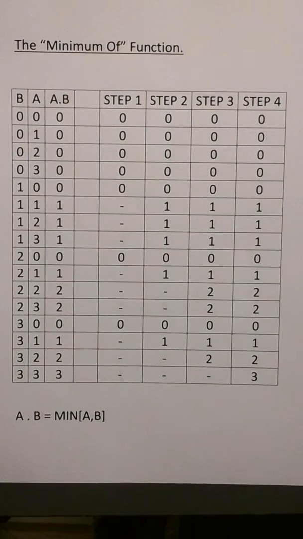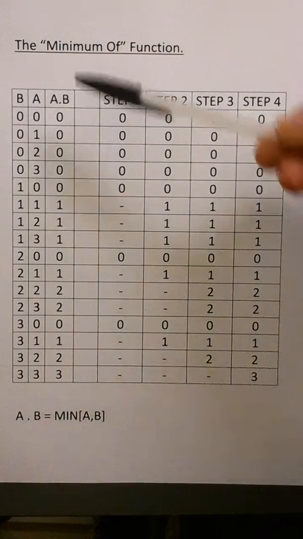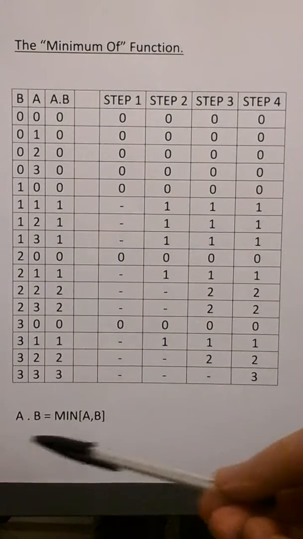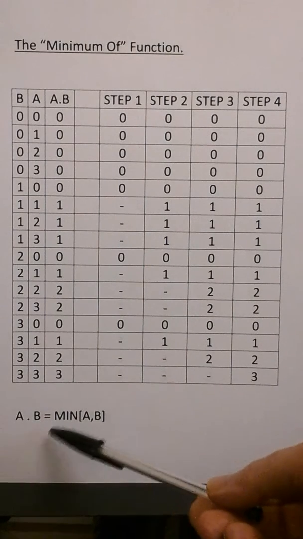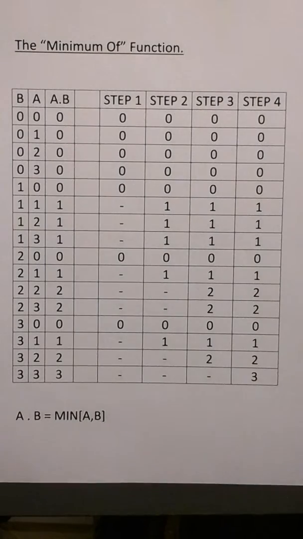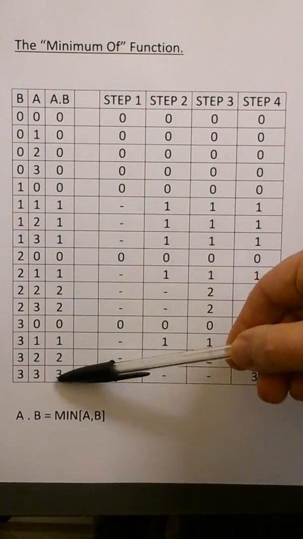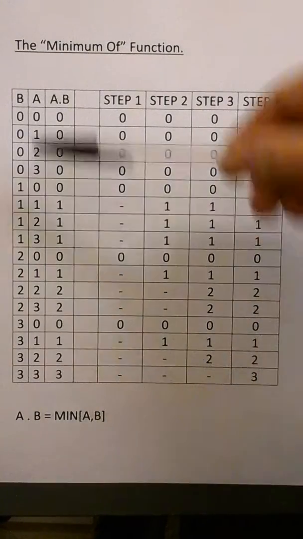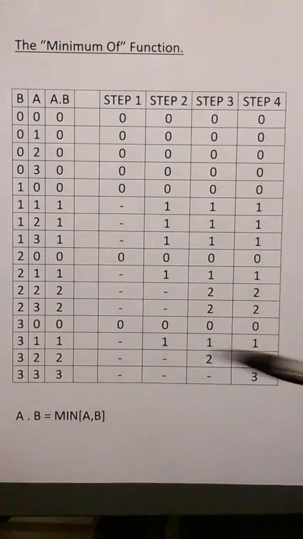So here, as I mentioned before, this is a minimum function. This is A and B represented by a dot. Min A dot B is min AB. So this is the output of the minimum function. These are the input variables A and B.